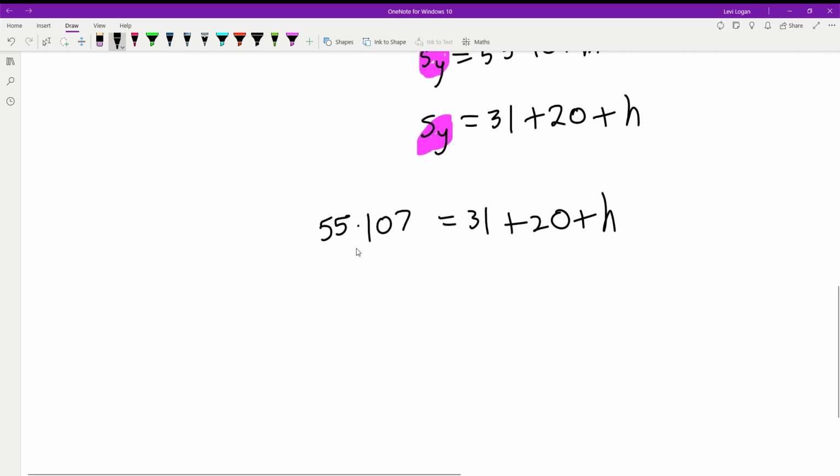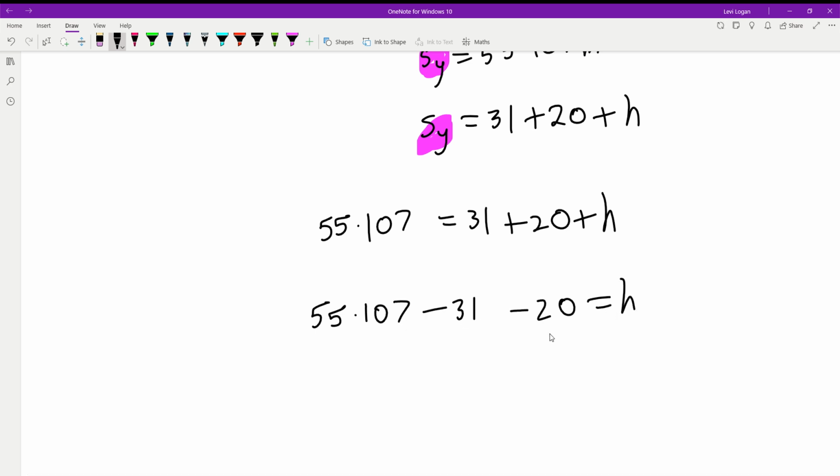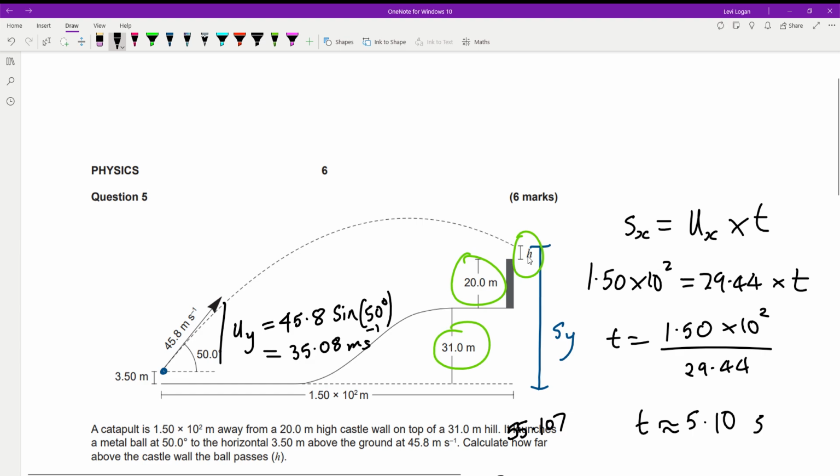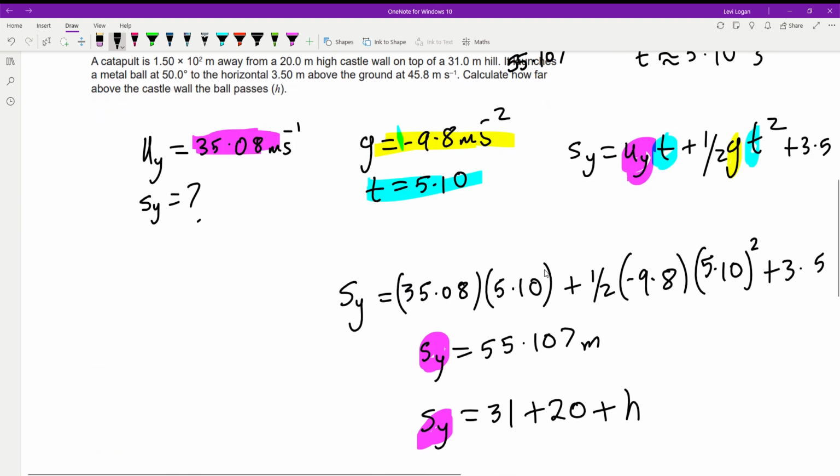You can move these numbers across, so you get 55.107 minus 31 minus 20 equals h. Just chuck that into your calculator now. So 55.107 minus 31 minus 20. So you get h is approximately 4.107 meters, okay? So that is that little distance there, okay? And that's how you do this question.